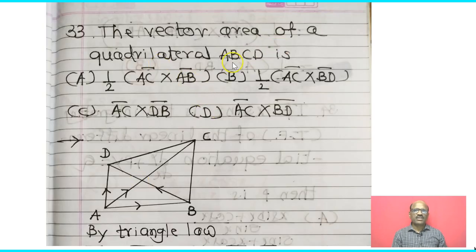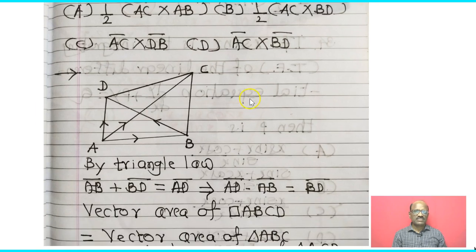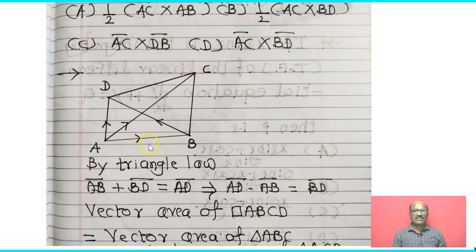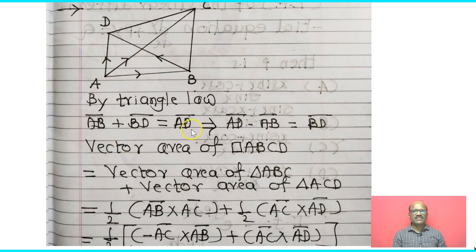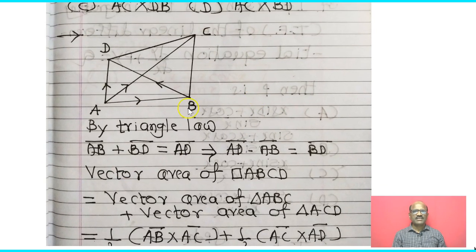The vector area of the quadrilateral ABCD is, now this is the quadrilateral ABCD. The vectors are like this: A to B, B to D, and again here A to B and A to C. By the triangle law of addition, AD equals, what is meant by AD? That is AD equals AB plus BD. And it implies that AD minus AB equals BD.